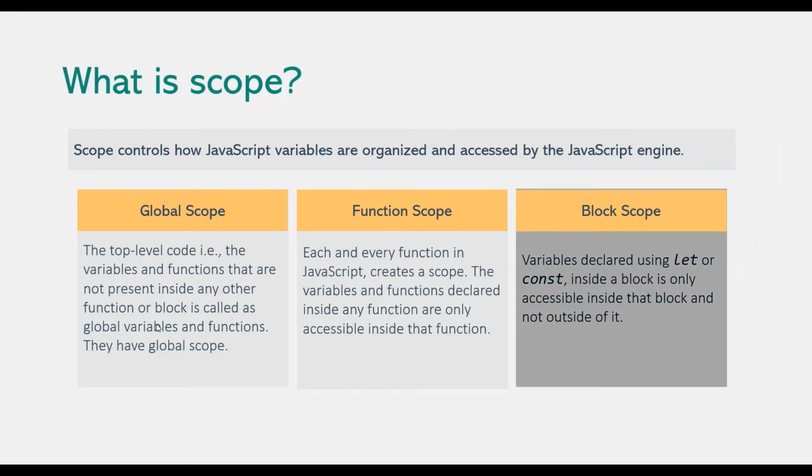Okay? And by block, we mean everything that is created using curly braces. For example, the block of an if statement or the block of a for loop or while loop, etc. So a variable declared inside a block is only accessible inside that block and not outside of it. And a block scope is created only for the variables declared using let or const. Let's understand this with an example.